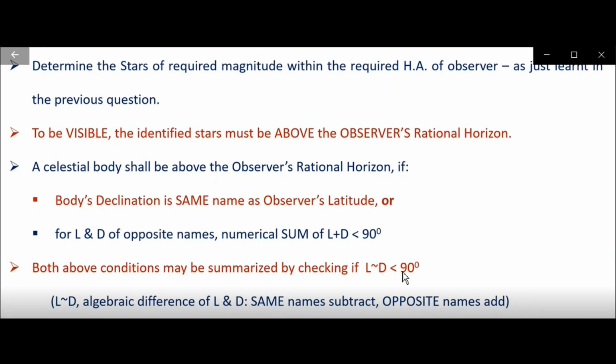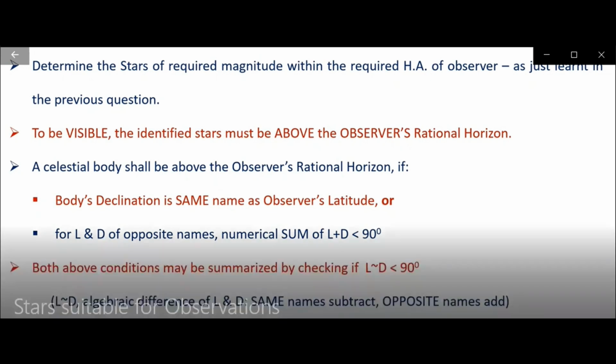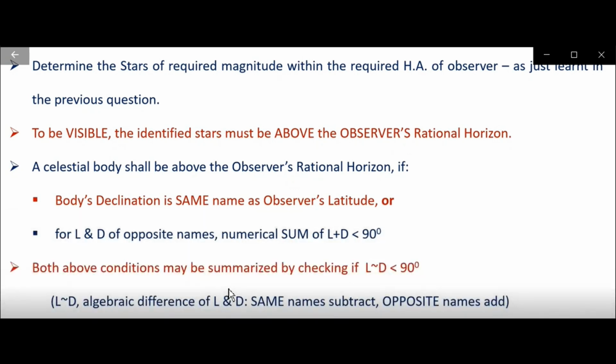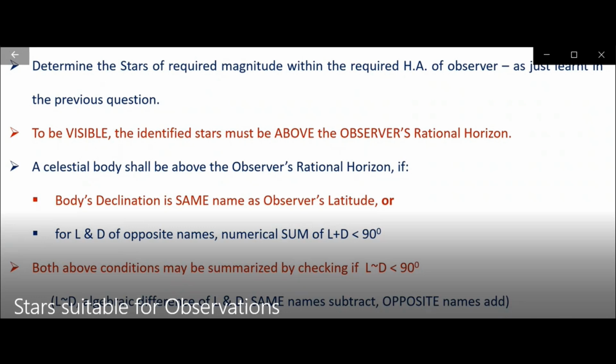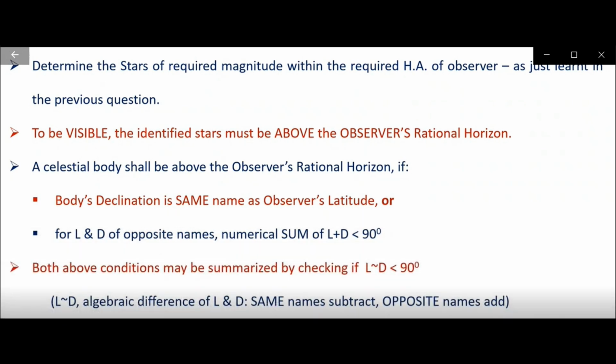How do we calculate this L difference D? If L and D are of the same name, they are subtracted, the smaller one from the bigger one. And if latitude and declination are of opposite names, then they are added up to get the value of L difference D. So is it clear up to here, beta?